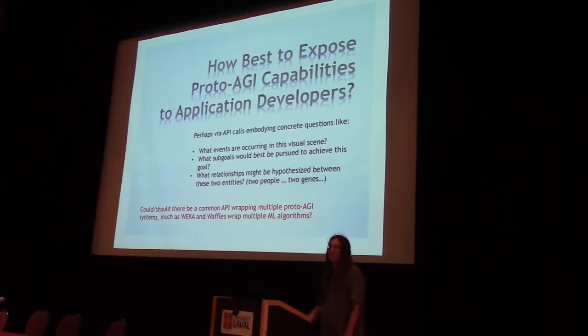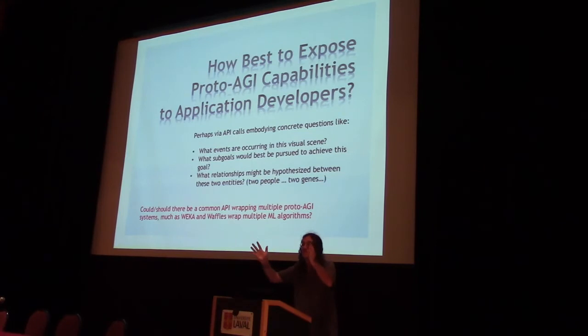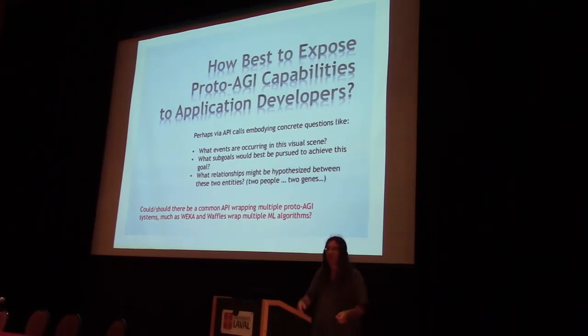And pretty much the position paper runs through a bunch of ideas for what these API calls might look like. Some representative examples would be: your input is some picture or video, what's happening here? Or you have this goal, which would have to be described in some fairly generic formal language. What sub-goals would you want to achieve to pursue this goal? Here's two people, or here's two genes. What are the relations between these things? And if you could throw over a REST API a query like this to some system and get an answer back, that's sort of a cognitive service that an application developer might want to rely upon.